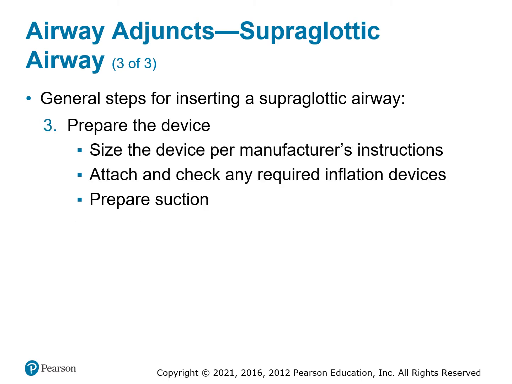Pick the right size device. With the King, the LMA, and the iGel, they're based on the weight of your patient. So you need to have an idea of how much your patient weighs in kilograms. The combi tube is based purely on the patient being over 16 years old and over 5 feet tall. So if they're below 5 feet, you can't use it on them. And if they are under 16, you can't use a combi tube. So just know what your requirements are for your manufacturers.